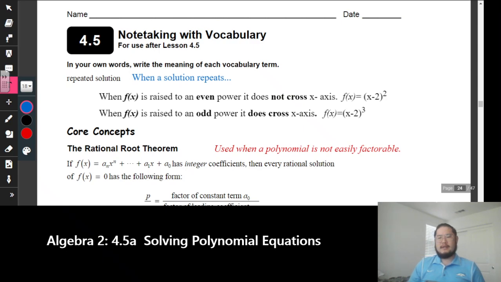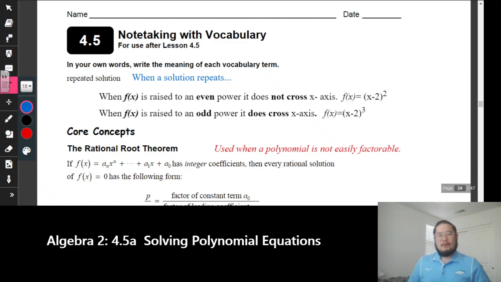So for example, right there, I put if f of x equals x minus 2 quantity squared, you're going to have a repeated solution, because if you were to solve it out, you have x minus 2 times x minus 2. And if you set both of those binomials equal to 0, then you'll end up with positive 2. So what that tells me is that the function does not cross at positive 2 along the x-axis. It may touch it, but it's not going to actually intersect.